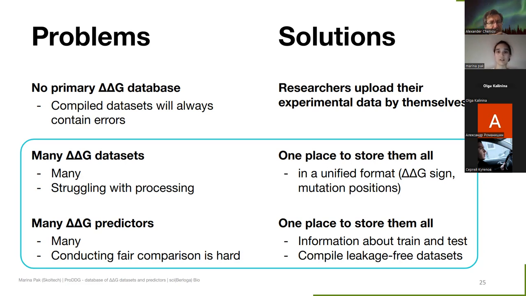Most mutations are destabilizing. It's another problem of delta-delta-G data, because proteins are designed by nature to be fine. That's why they exist and fold. It's really hard to find mutations that will greatly increase stability, because proteins are already okay with what they have. That's why the data sets are mostly about destabilizing mutations, which of course influences the task of prediction of delta-delta-G, since the data set is biased towards destabilizing mutations. Okay, thank you.